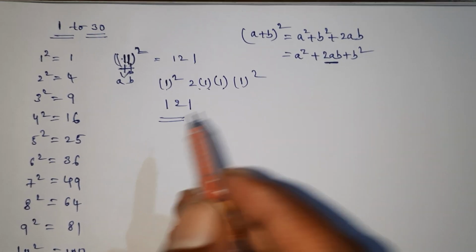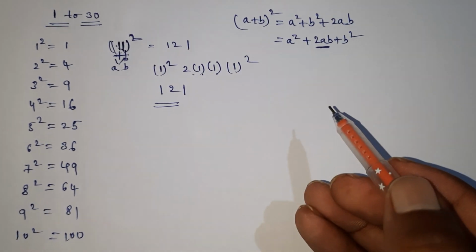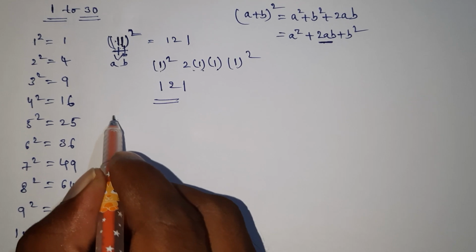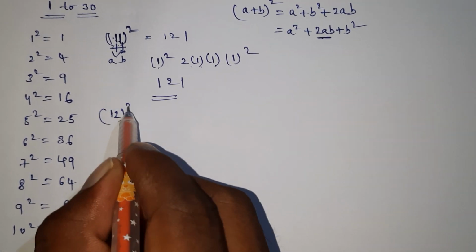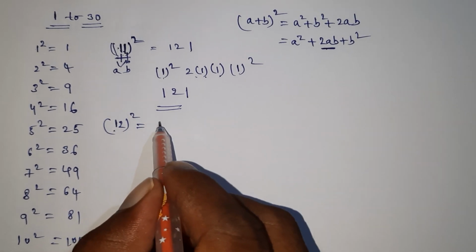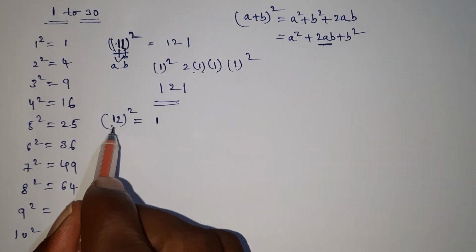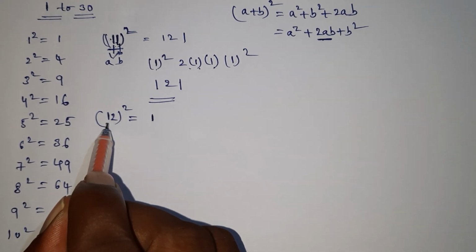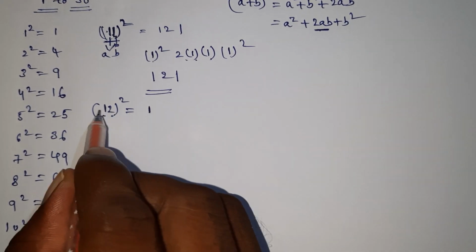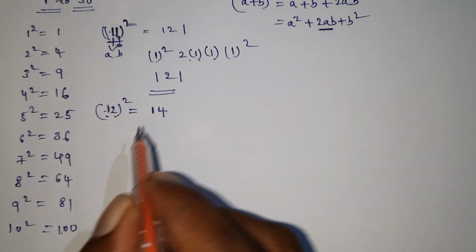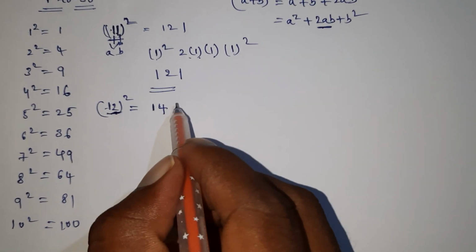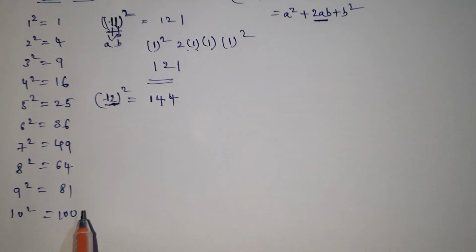Step by step it will become easy, at first it will be difficult. Okay, shall we continue? Next one, 12 square. In the place of a, 1 is there, 1 square means 1, and 2ab means 2 into 1 into 2, so 2 2 is 4, 4 into 1 is 4. And b square, in the place of b 2 is there, so 2 square 4: 144.